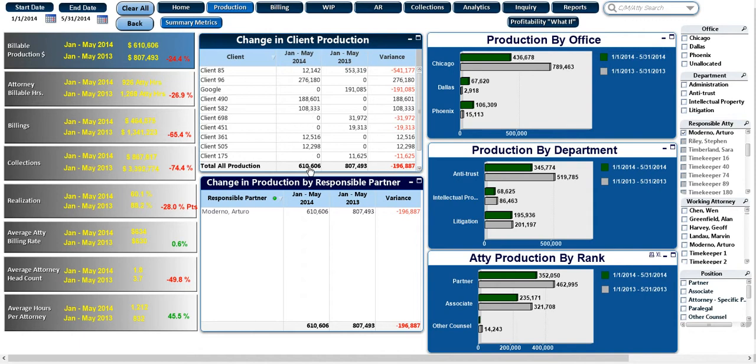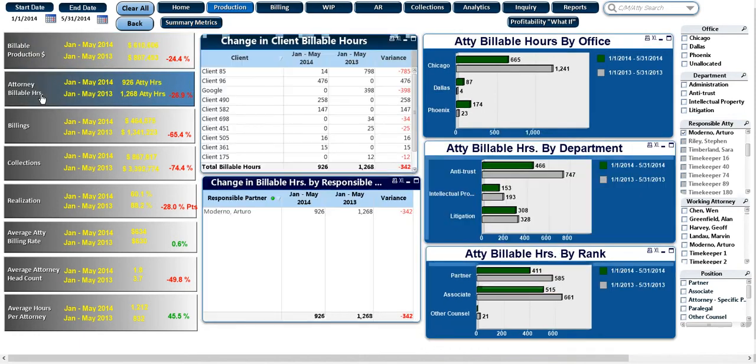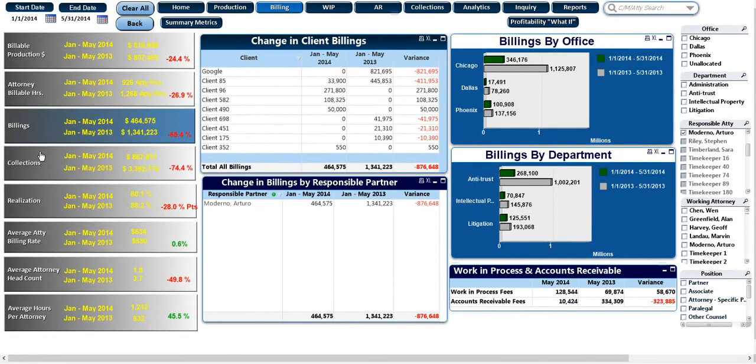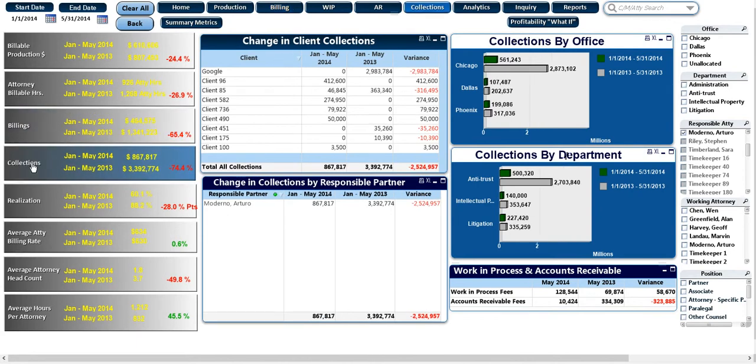Attorney billable hours mirror the same adverse trend, and as do billings, even more dramatically. Likewise, the same with collections. A dramatic decrease year over year. Looking further, we see subpar realization at only 60%.